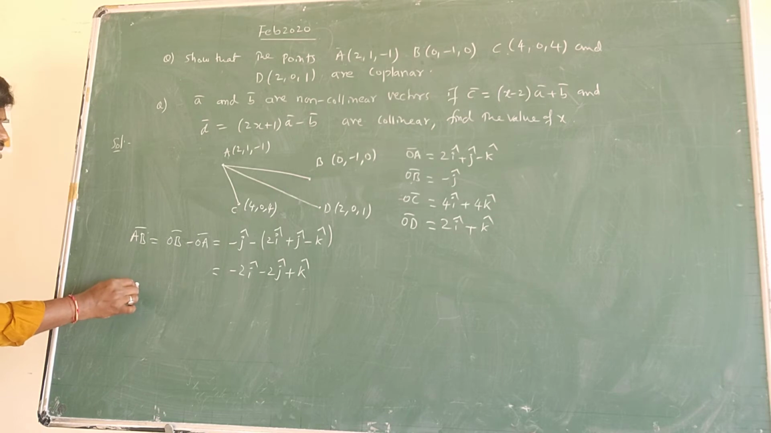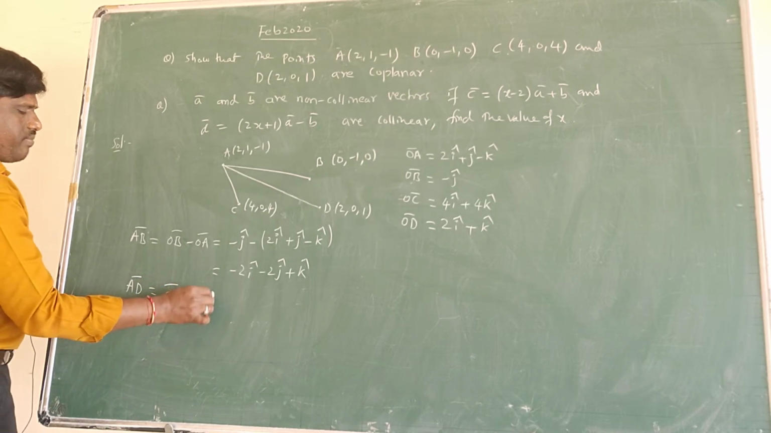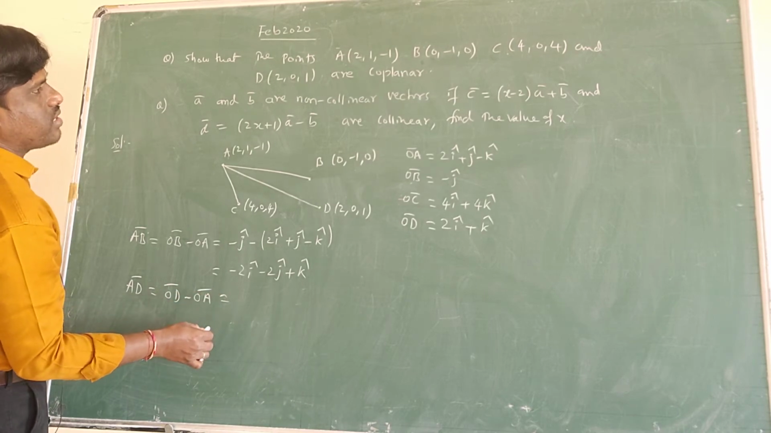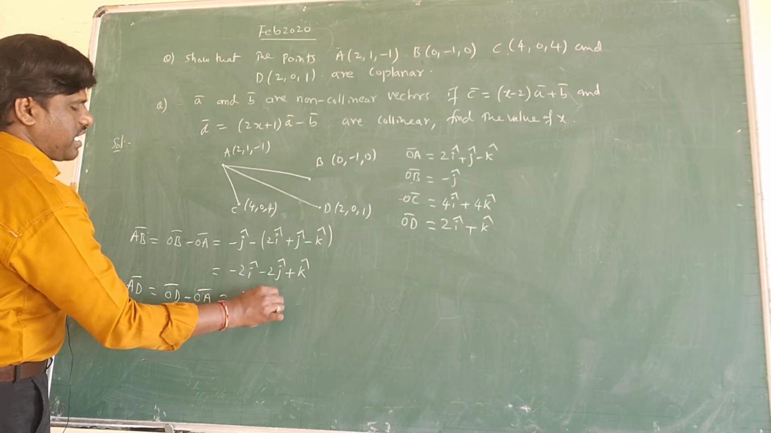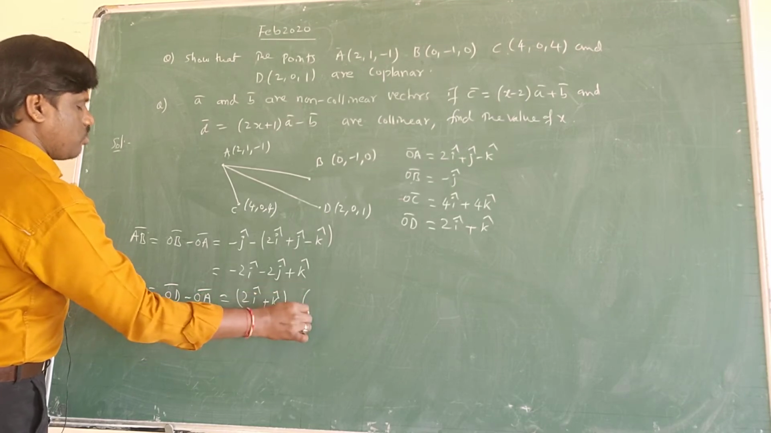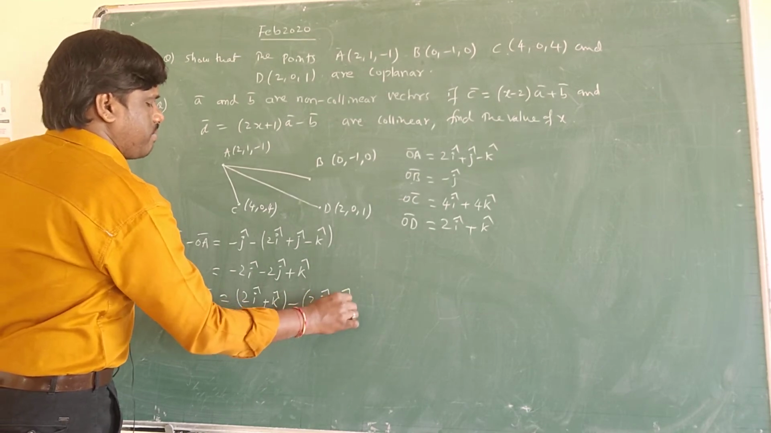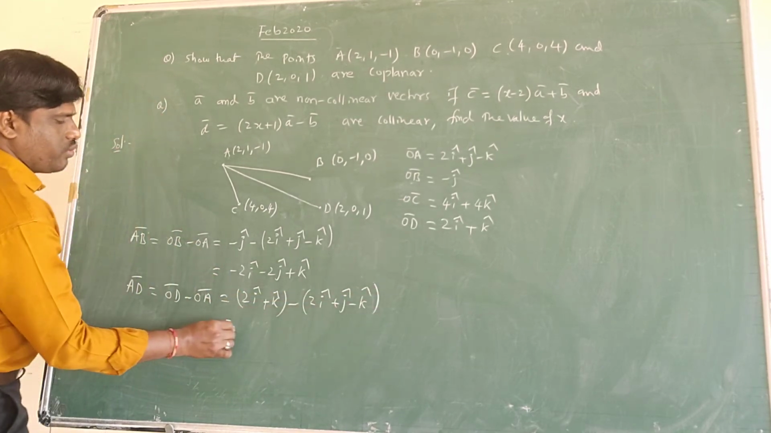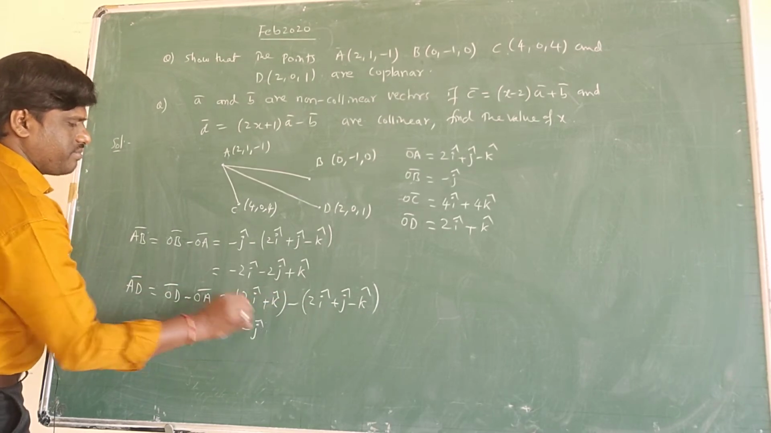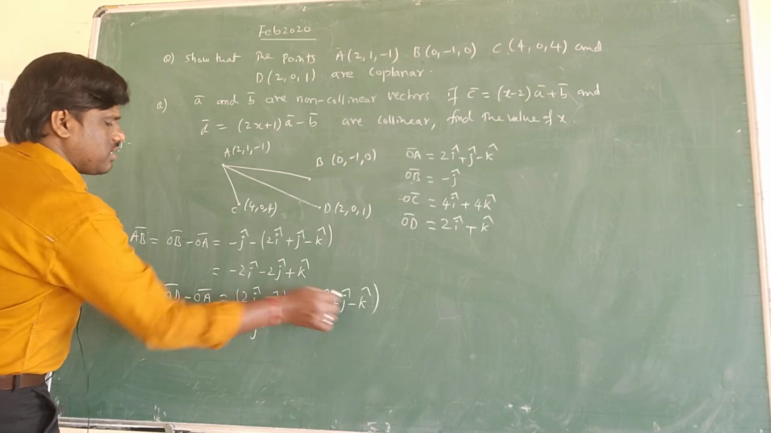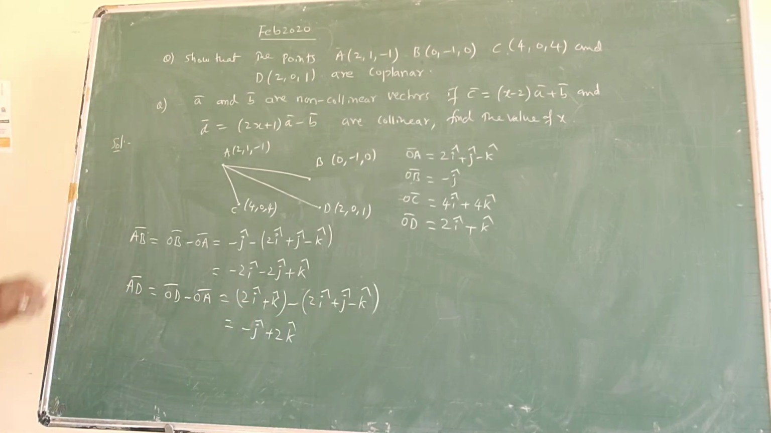Yes, tell me sir. So AD, if you are taking, is OD minus OA. What is OD? OD is 2i cap plus k cap, minus OA, which is 2i cap plus j cap minus k cap. So you get 2i cancels out, minus j, and minus into minus gives plus 2k cap. AD is obtained like this.